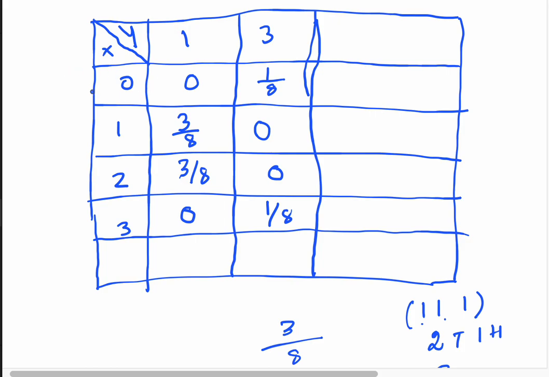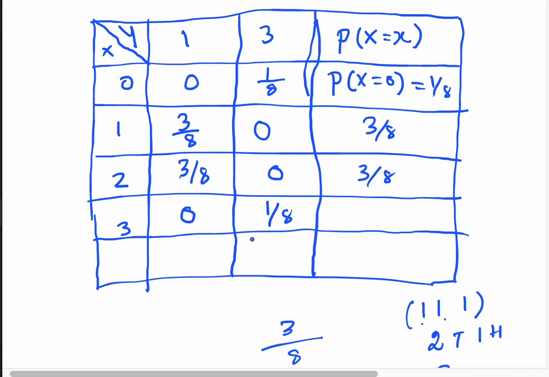Now if we sum along the row, we'll get the probability of x. So these will give the probability of x. What is the probability that this event occurs, that P(X=0) is 1 by 8. Similarly, this is 3 by 8. This is 3 by 8 again. This is 1 by 8.